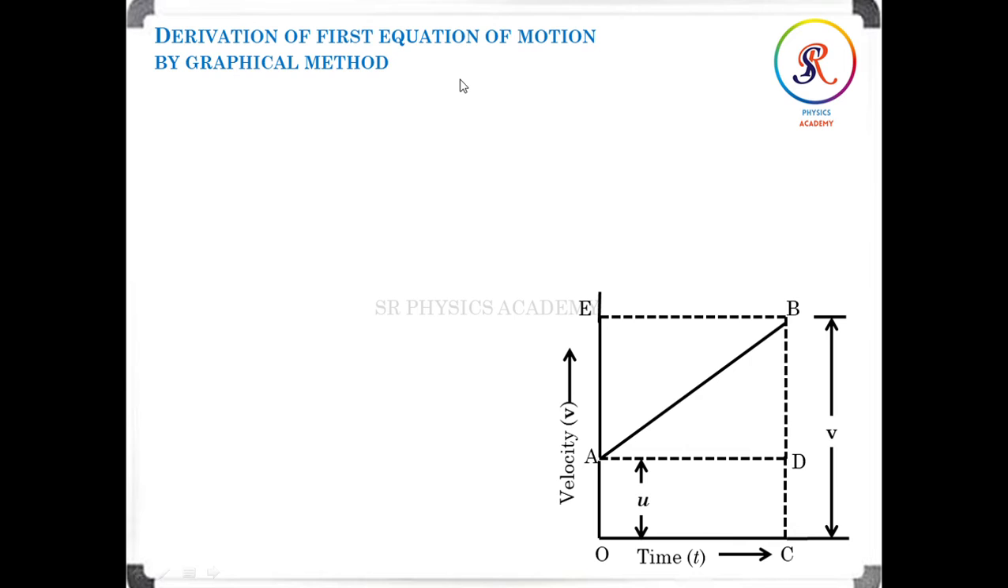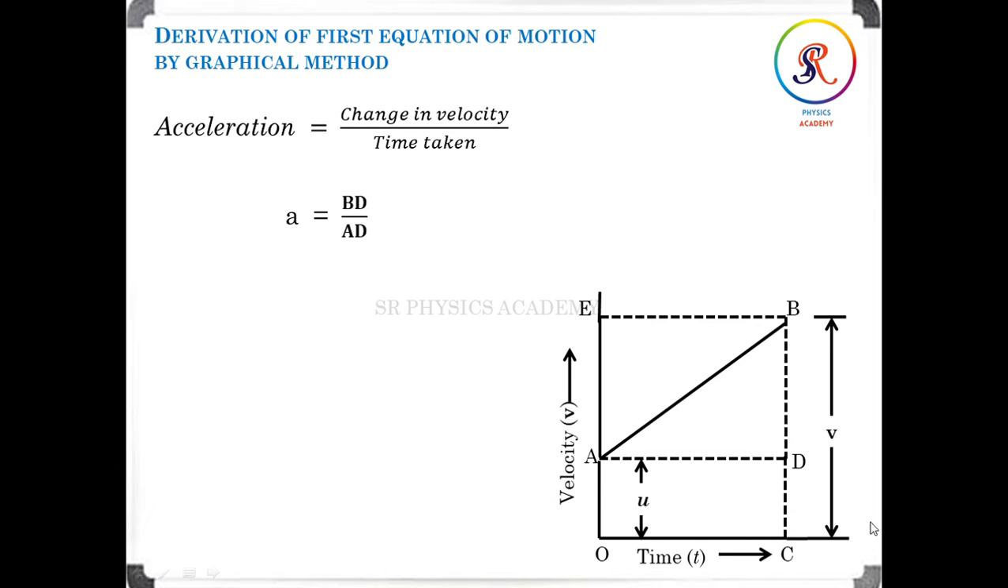Next, the derivation of the first equation of motion by graphical method. For the graphical method, first we should know the graph. One will be the x-axis, one will be the y-axis. In this graph, the x-axis is time t, and the y-axis shows velocity. Now, the same formula: acceleration equal to change in velocity by time taken.